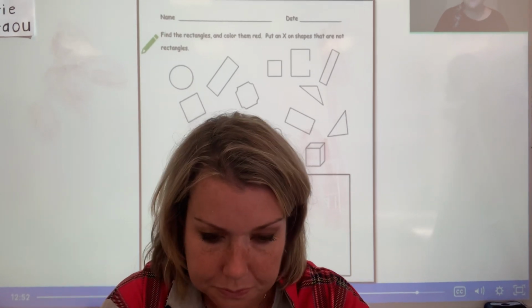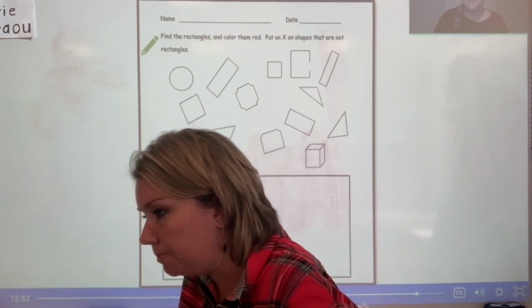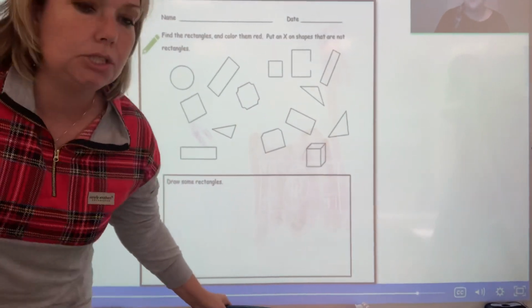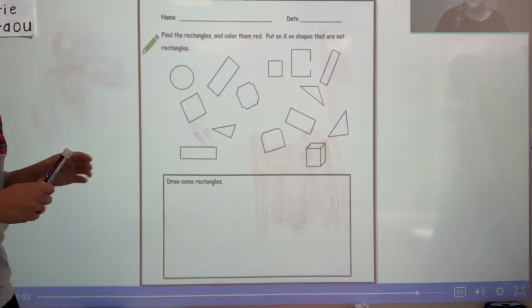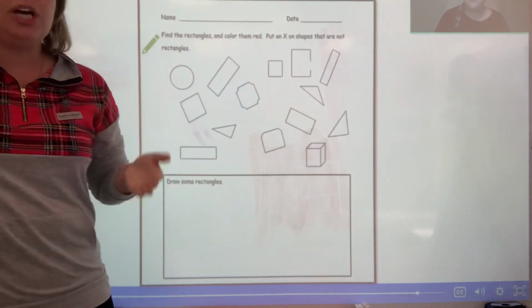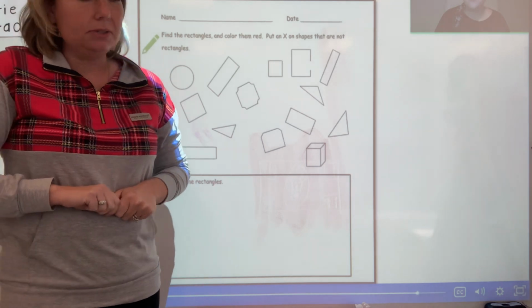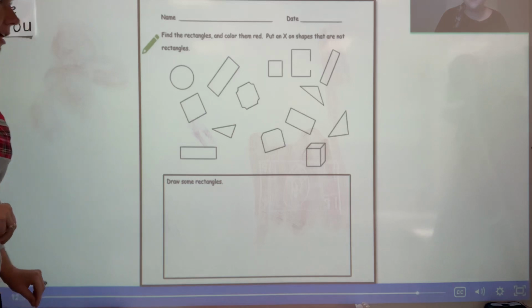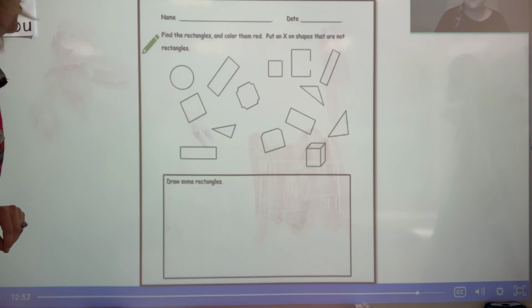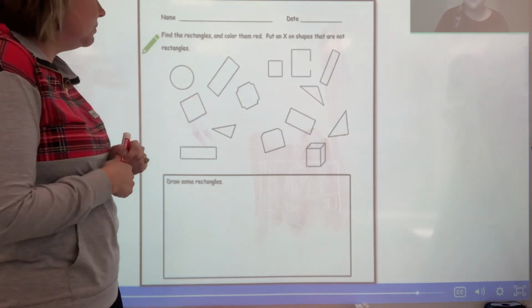All right. Now we're going to take a look at our problem set. So you'll need to get out your book and turn to that page 187. And you're going to see these shapes. This is just like when we did our triangles. It says find the rectangles and color them red. Put an X on the shapes that are not rectangles.